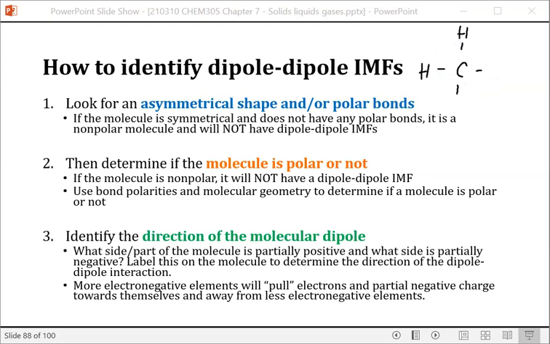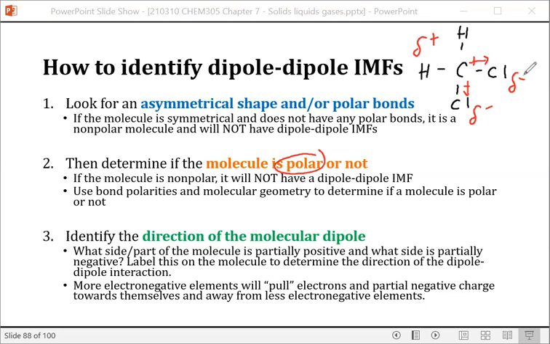But if we replace two of the hydrogens with chlorines, we still have nonpolar bonds between carbon and hydrogen, but now we have polar bonds between carbon and chlorine, where the chlorines are going to be pulling electrons towards themselves, resulting in this side of the molecule being delta negative, this side of the molecule being delta positive. So overall, you have a polar molecule. So polar molecules are going to have dipole-dipole interactions. So then you identify the direction of the dipole.